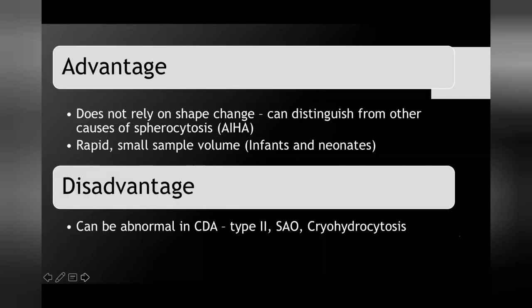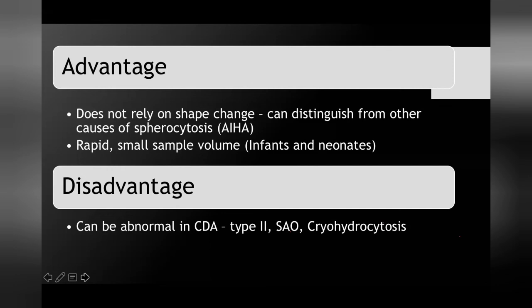The main advantage of the test is that it does not rely on the shape of the RBC. So we are not using the spherocytic shape as we use in osmotic fragility, right? So it can differentiate hereditary spherocytosis from all other causes which are associated with spherocytosis. And it's a very rapid test. You need a very small sample volume. Just 500 microliters should be enough. So that can be very easily carried out on infants and neonates.